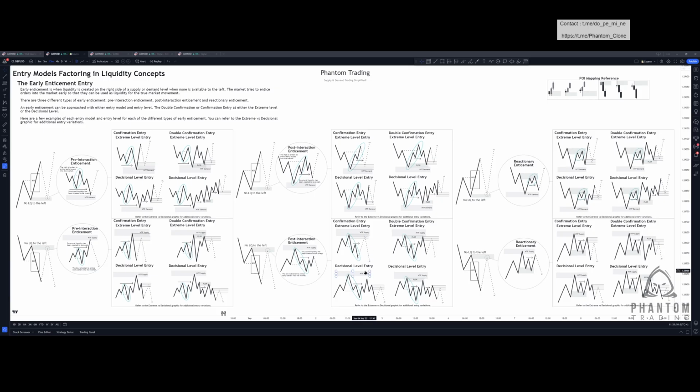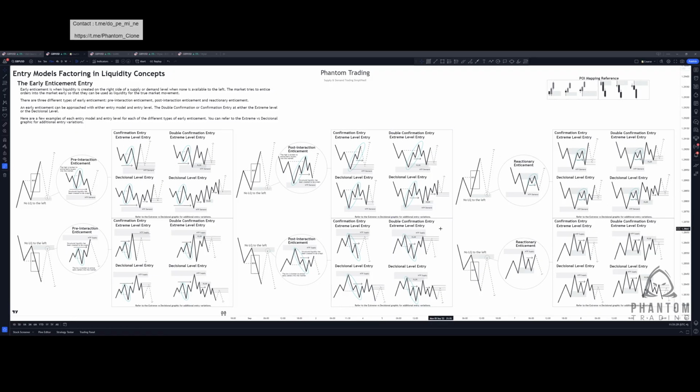Now we have the decisional entry for the confirmation entry. We have our early enticement. We can see price takes structural liquidity. We react off of the last point of demand, initial reaction, extreme reaction leg, failure, causing the last point of demand to fail, which creates our supply level that we can look to trade short from when price comes into it.